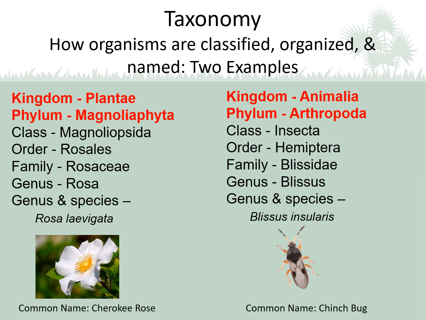Here, within the plants, we're looking at the Magnoliophyta, and within the animals, the Arthropoda. Then it goes down to the class. We'll be concerned here with insects. Then it goes down to the Hemiptera, a certain order of insects. Below that will be the family. Notice the difference in the ending of the family name for plants versus animals. Then go down to the genus, and finally the genus and species. So here we have the southern chinch bug, Blissus insularis, or the Cherokee rose, Rosa laevigata.